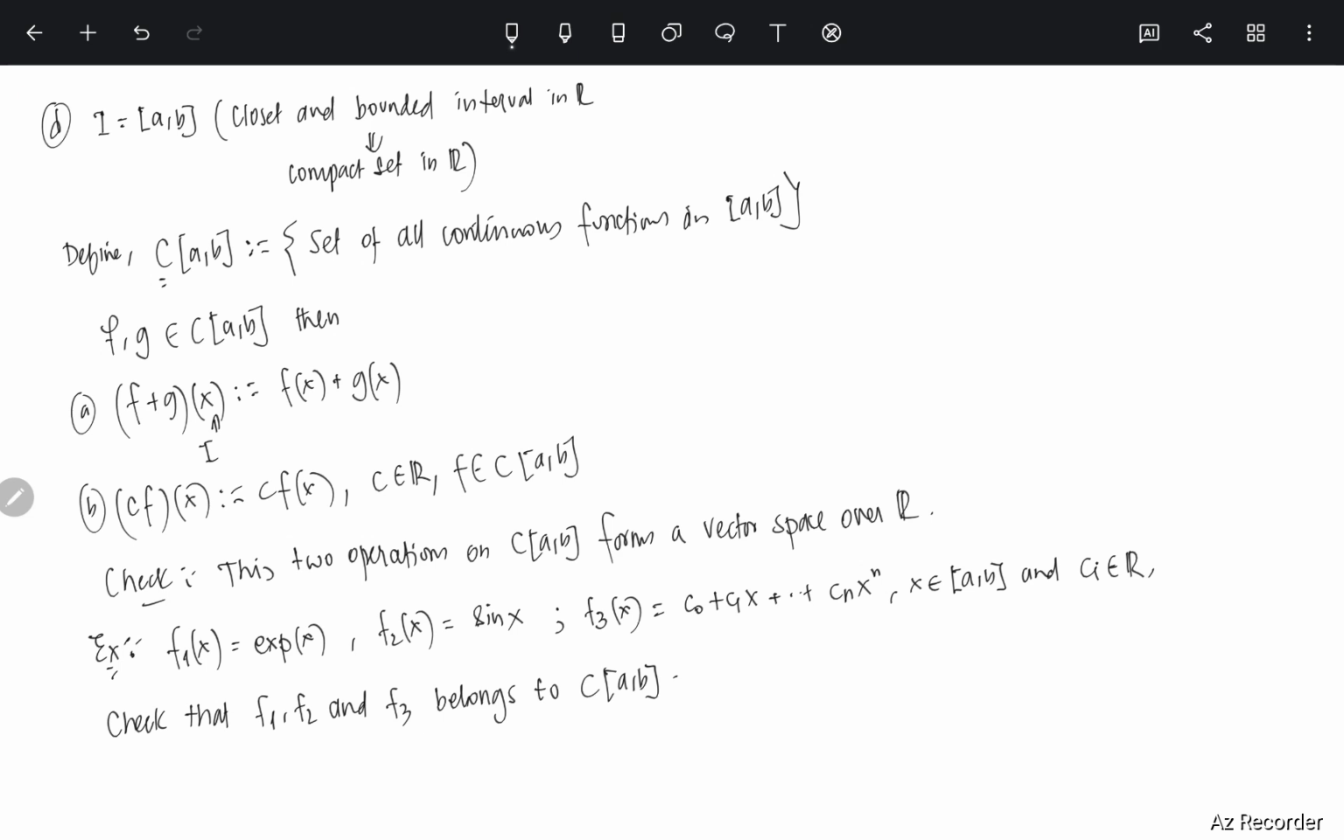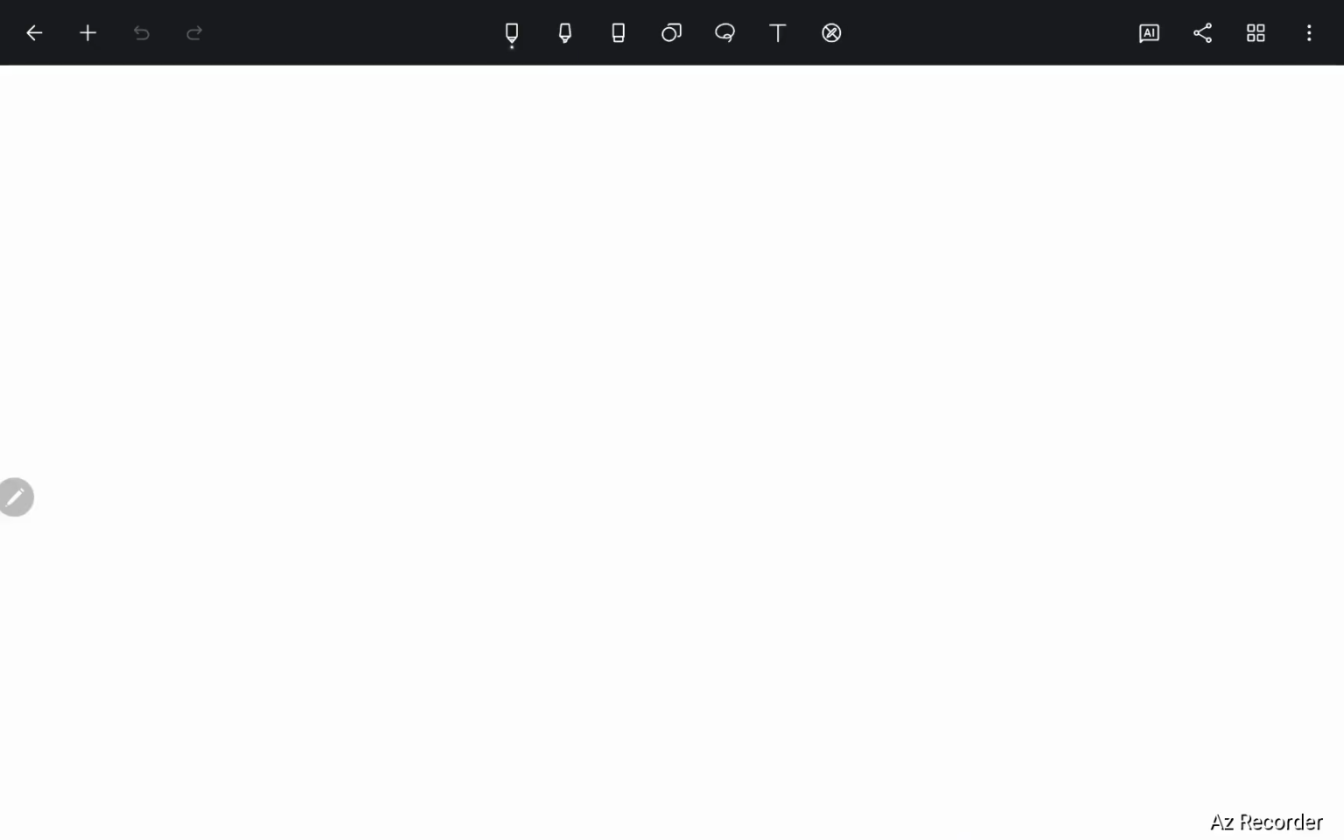Very nice. Now the thing is this: that's the vector space. Good. Now can we talk about the basis of this? The basis of C[a, b].